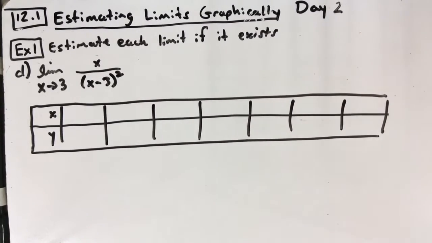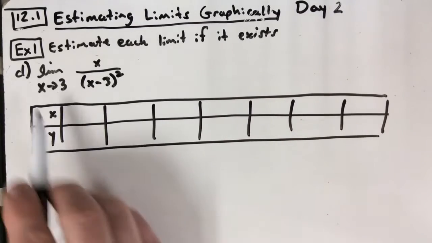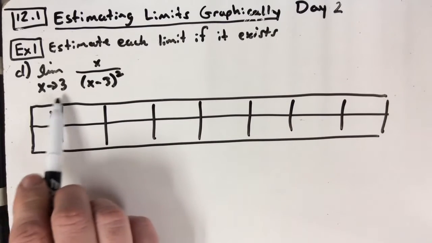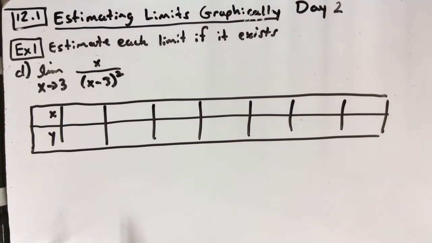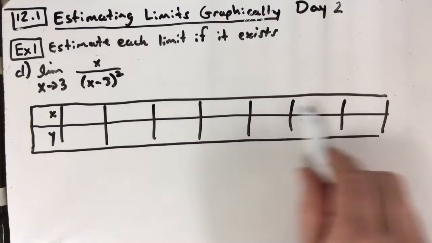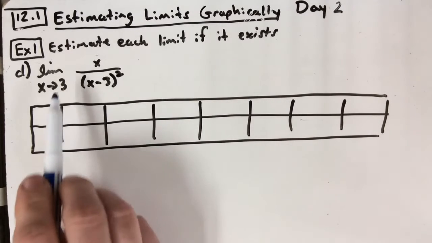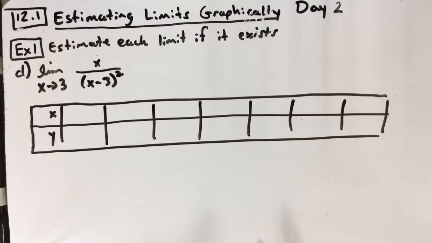12.1 Day 2, Example 1, letter D. We have the limit as x approaches 3 of our function. Because x is approaching a number, 3, and not infinity or negative infinity, we're going to build our table with 7 values in it. And again, we need to do the right and the left hand limit. We don't have a little plus or minus here, so we need to do both sides and then compare them to see what the overall limit might be.